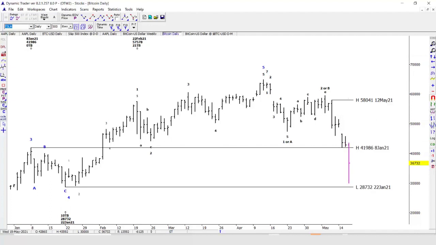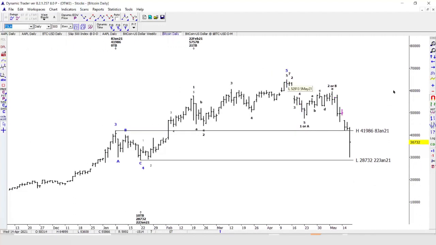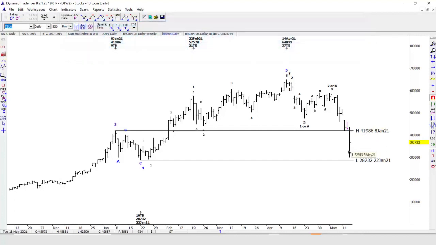Now the only thing we might want to look at here is, because coming into this high was many months, it was a little bit over a year, I believe. It was from March 2020. This is an April high, over a year. And this is only a few weeks. More than likely, there's a lot more to go sideways to down before a correction is complete in Bitcoin.